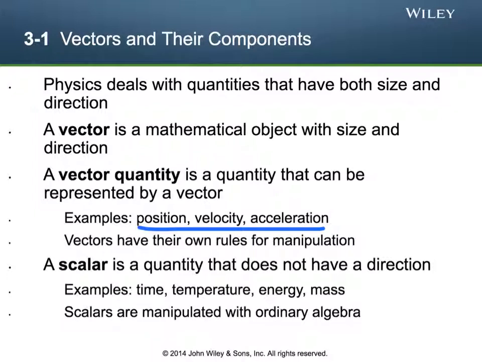On the other hand, a scalar is a quantity that does not have a direction. It only has a magnitude, such as time, temperature, energy, mass. For all of those quantities, we only care about a number or the magnitude of that quantity.